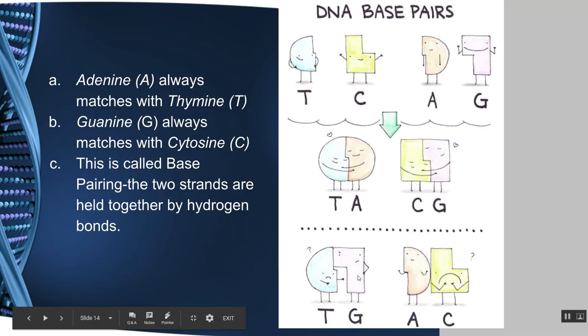T and G will never, ever fit together. They don't like each other. They won't go together. Same with A and C. They just don't fit. So there's no what ifs. It just will not happen because they do not fit. It's T and A and C and G together forever.